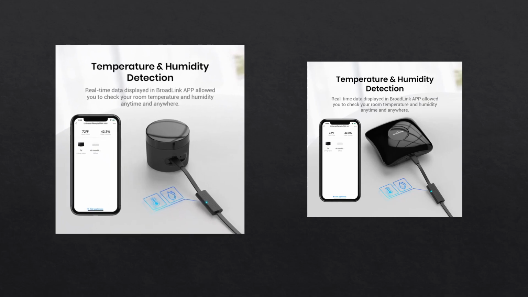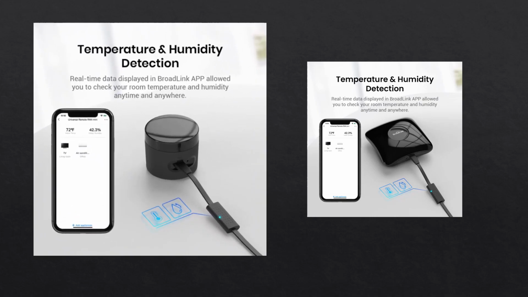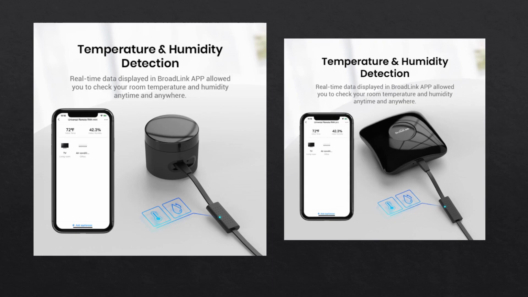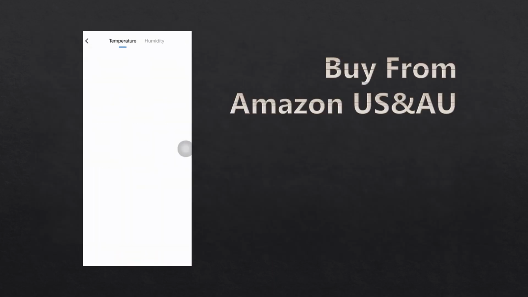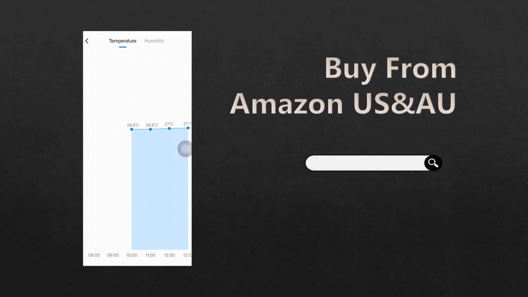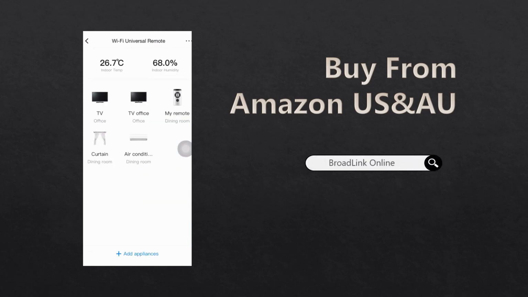Here we also want to introduce our special pack RM4 Mini or RM4 Pro with sensor cable. With the sensor cable, not only you can easily check the temperature and humidity in last 24 hours, but also you can set the temperature and humidity as a trigger without using extra sensors.